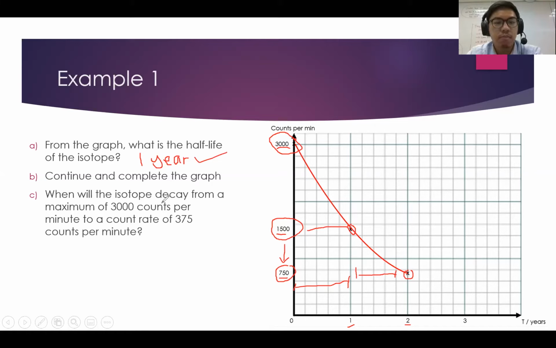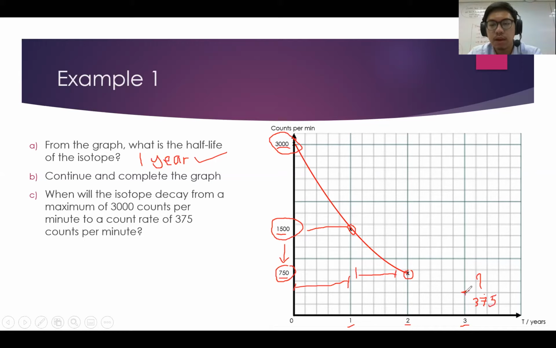B, continue and complete the graph. After 3 years, what should the graph look like? We know that the half-life is 1 year. So from the second year to the third year, the counts per minute should halve again. From 750 to become half of that, it should be around here. 750 should become 375.